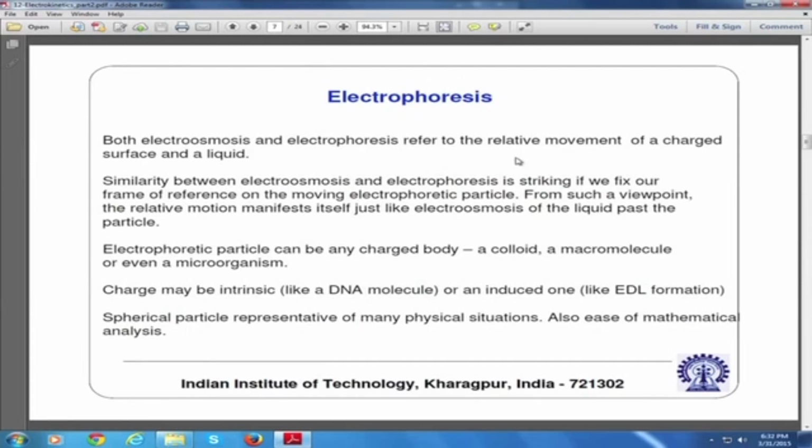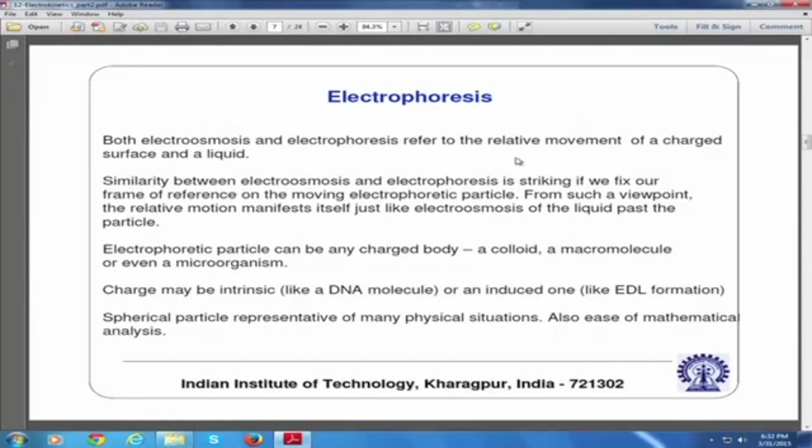Next concept in electrokinetics that we will learn today is electrophoresis. We have talked about electrophoresis loosely earlier, but we will discuss its mathematical treatment today. Interestingly, both electroosmosis and electrophoresis refer to the relative movement of a charged surface and a liquid. The similarity between electroosmosis and electrophoresis is striking if we fix our frame of reference on the moving electrophoretic particle. So from such a viewpoint the relative motion manifests itself just like electroosmosis of liquid past the particle.